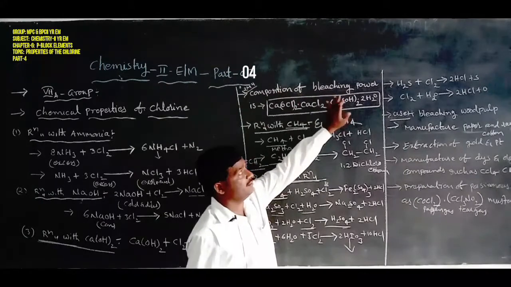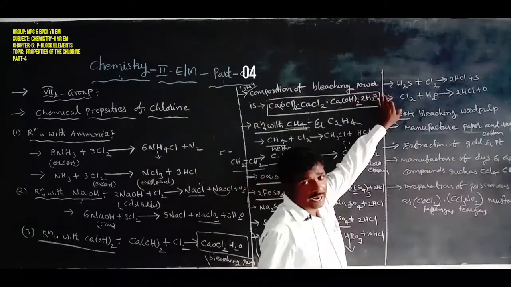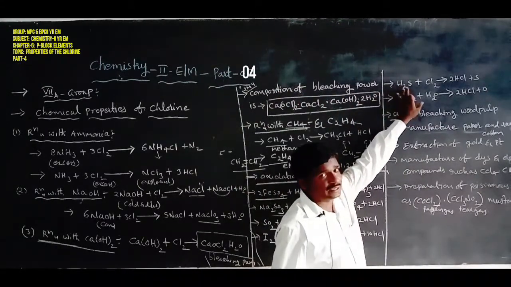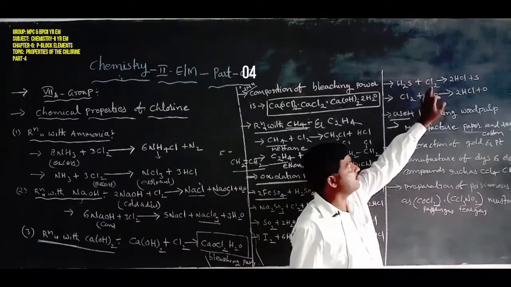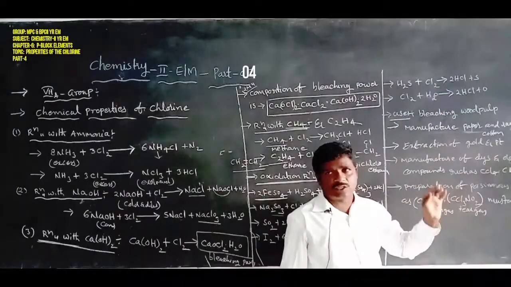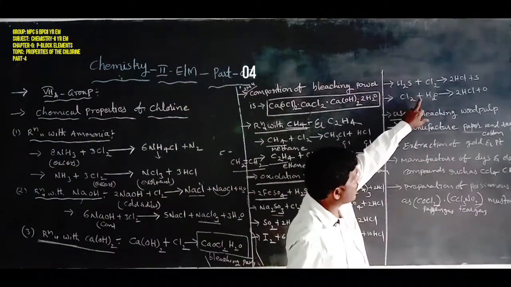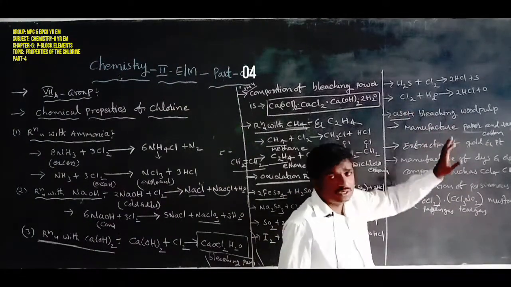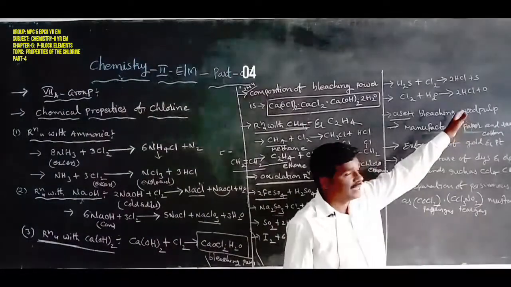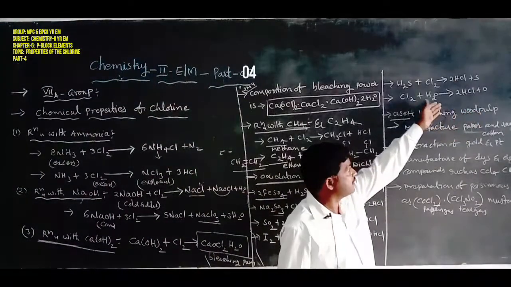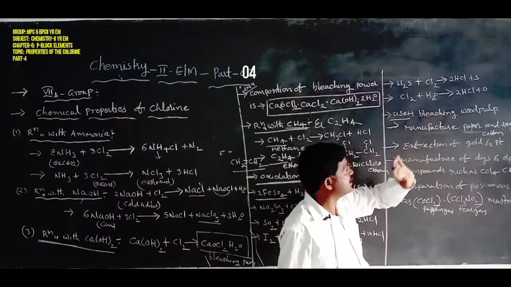Next, another one, H2S, hydrogen sulfide. Hydrogen sulfide reacts with chlorine to form hydrochloric acid and sulfur. Chlorine reacts with water to form hydrochloric acid, and another one, that is also known as 2HCl plus oxygen.